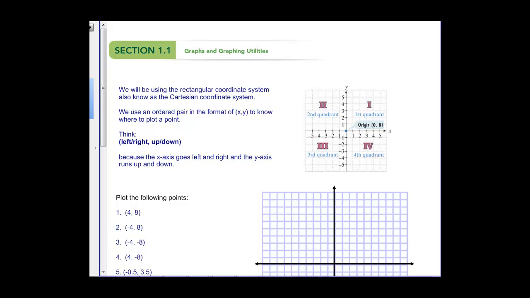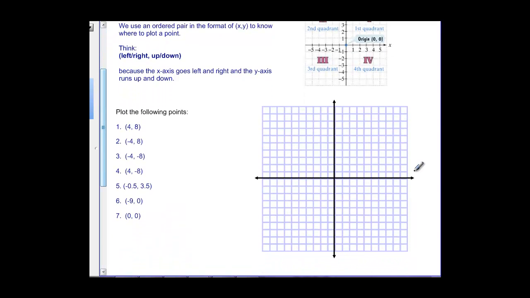And you should be thinking that it's left, right, and then up, down. So you do the left, right part first, and then you do the up, down part second. Which again, hopefully this is all review. On your axes, your x-axis runs left and right. Whenever we have our two numbers, the x is first, and it's the left-right part, and then the y goes up and down, and the y-axis goes up and down.